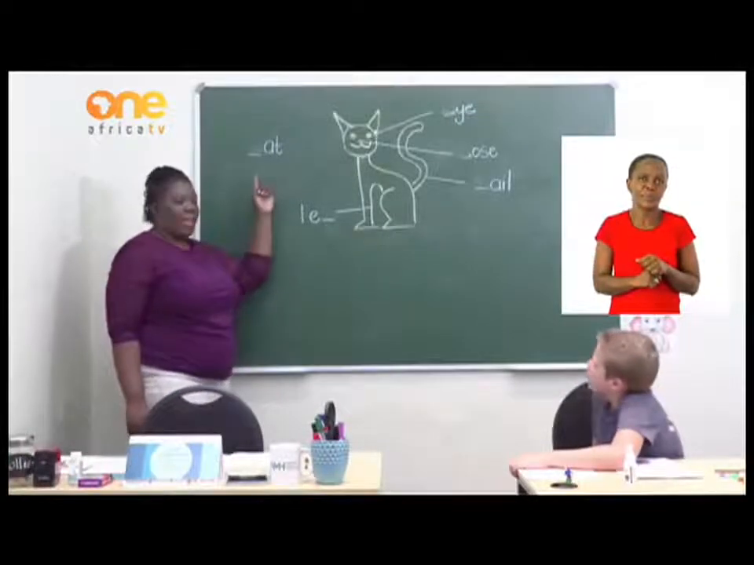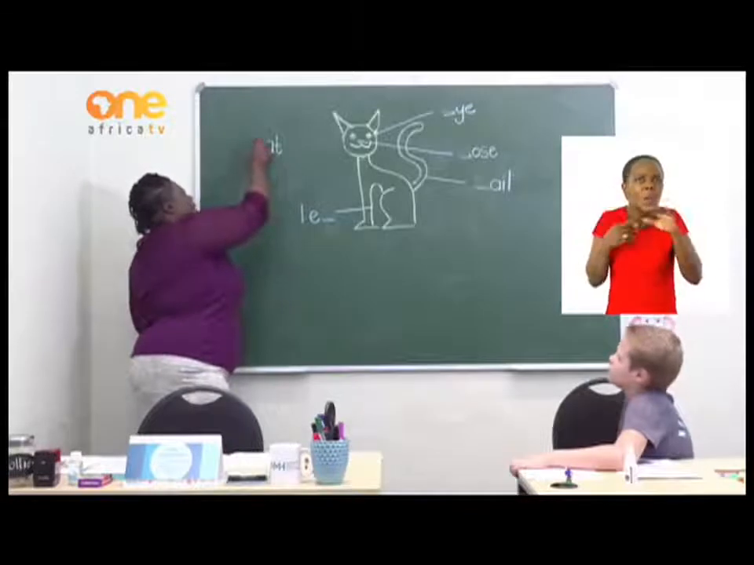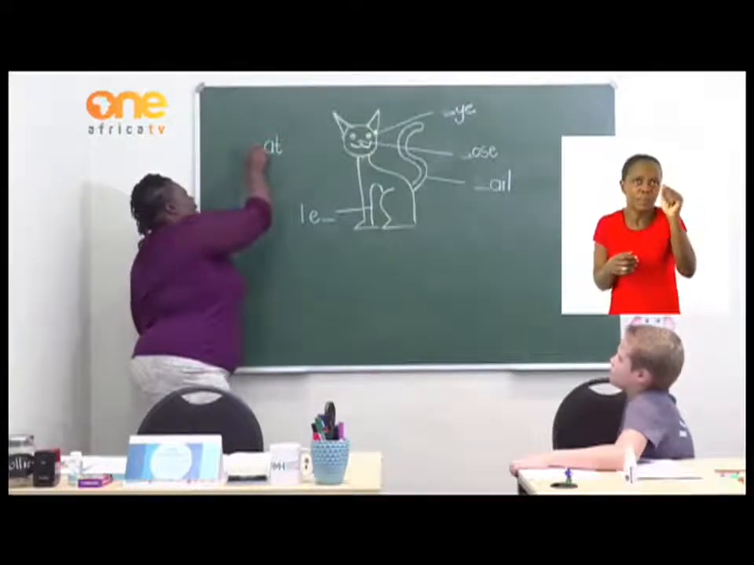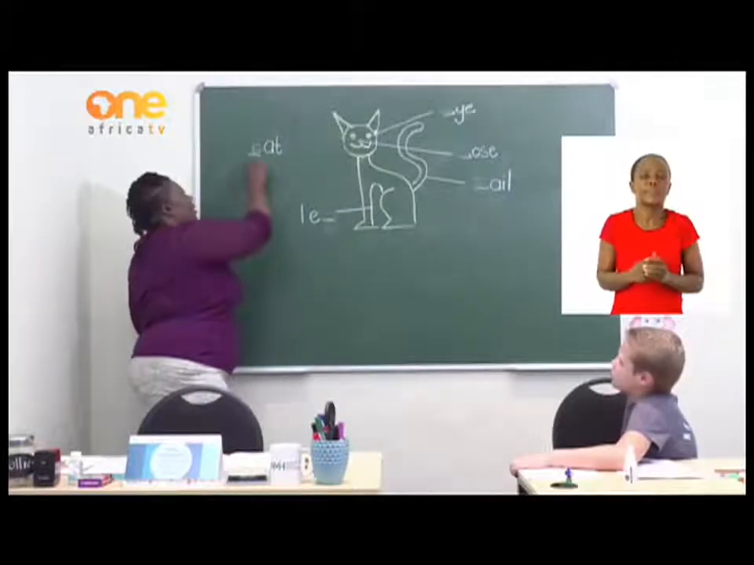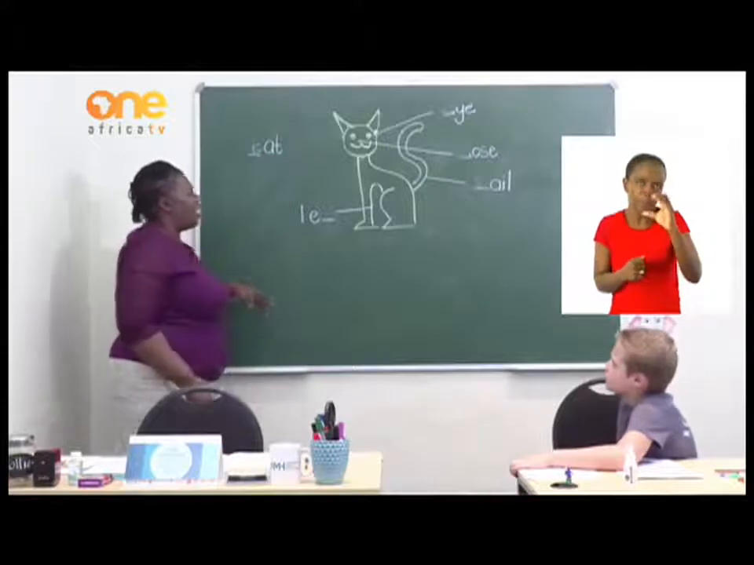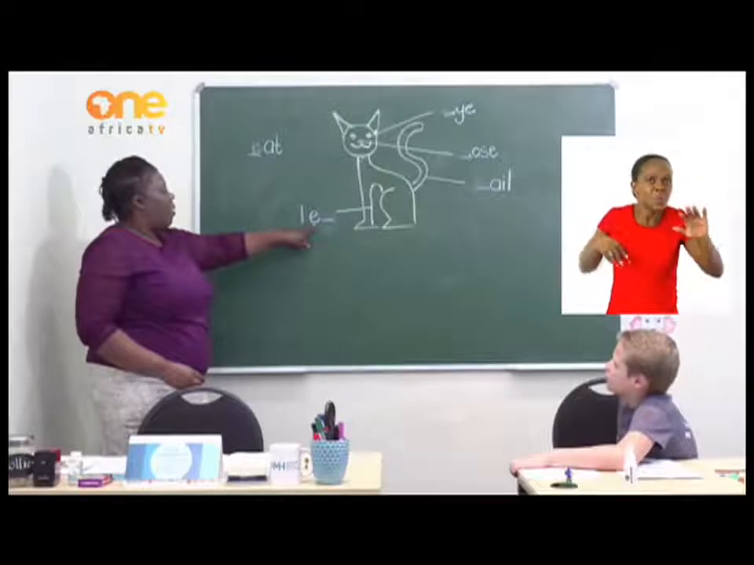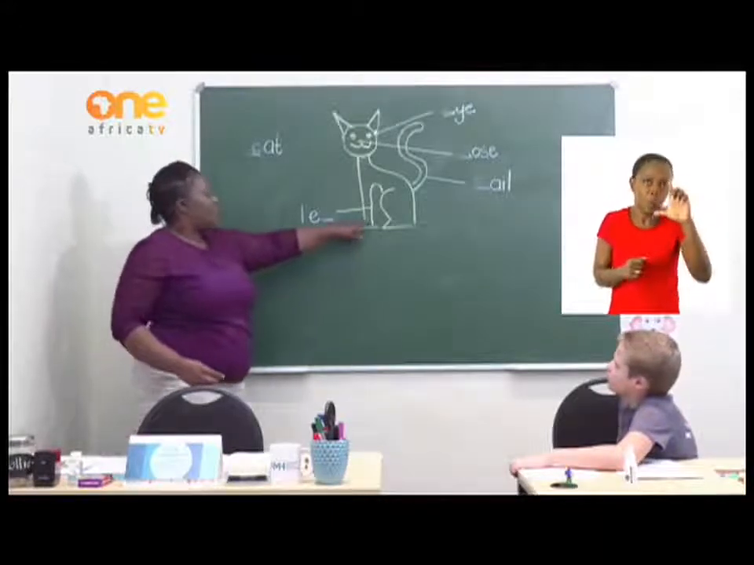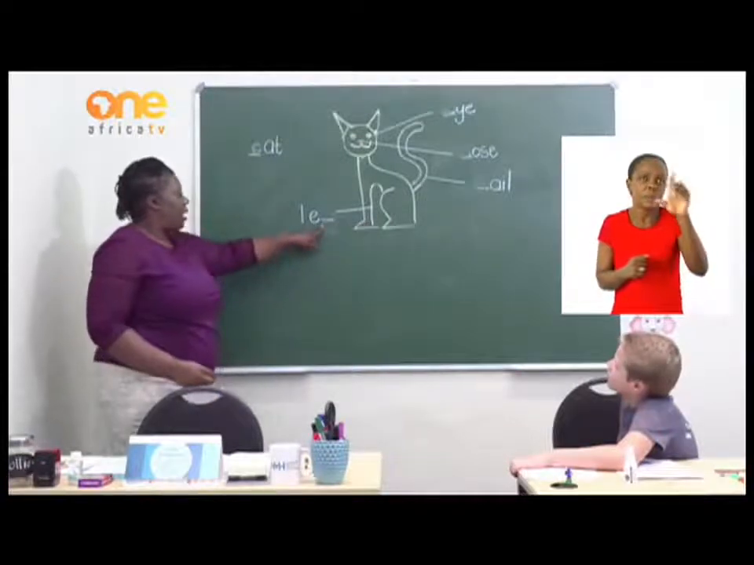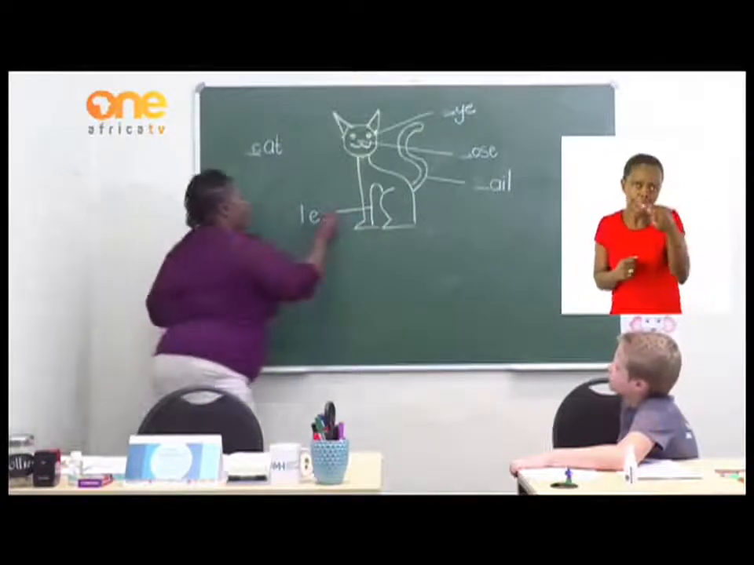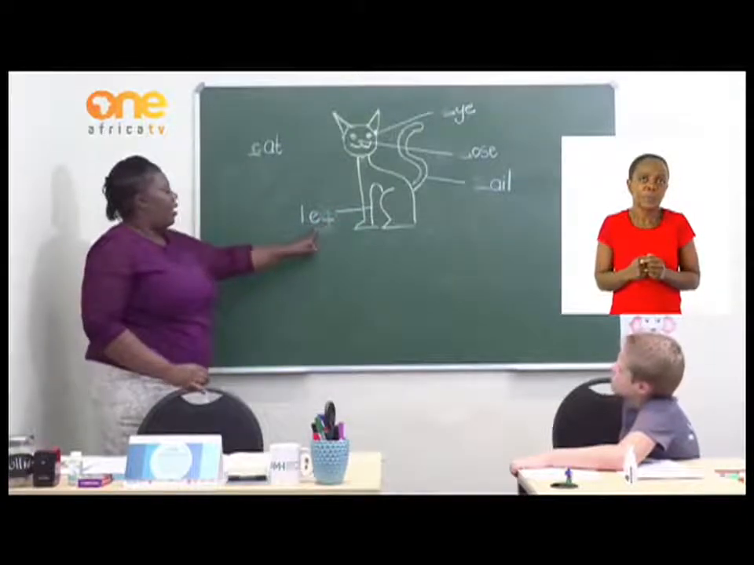What is this? A cat. Well done. It is a cat. What am I going to put here? K for cat. A C for cat. This reads cat. The next word, L, is going to help us. L. What is this? Leg. It is a leg. Very good. What am I going to put here? G. G for leg. Let's read it together. Leg.